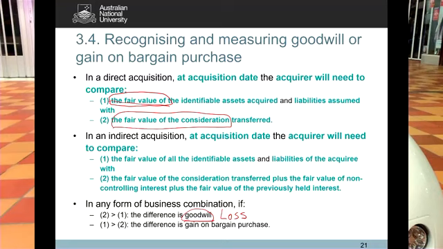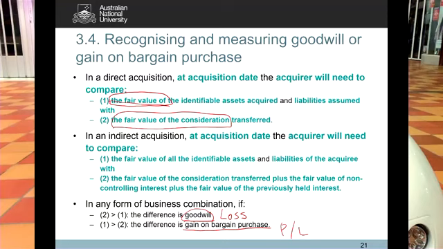Okay? If it happens the opposite way, if the fair value of identifiable assets and liability assumed is higher than what you offered, which is the fair value of consideration transferred, then basically you gain. You have a gain. If you have a gain, we recognize it as a gain on bargain purchase. So this will immediately go to the profit and loss. Okay? So that will be the gain on bargain purchase.